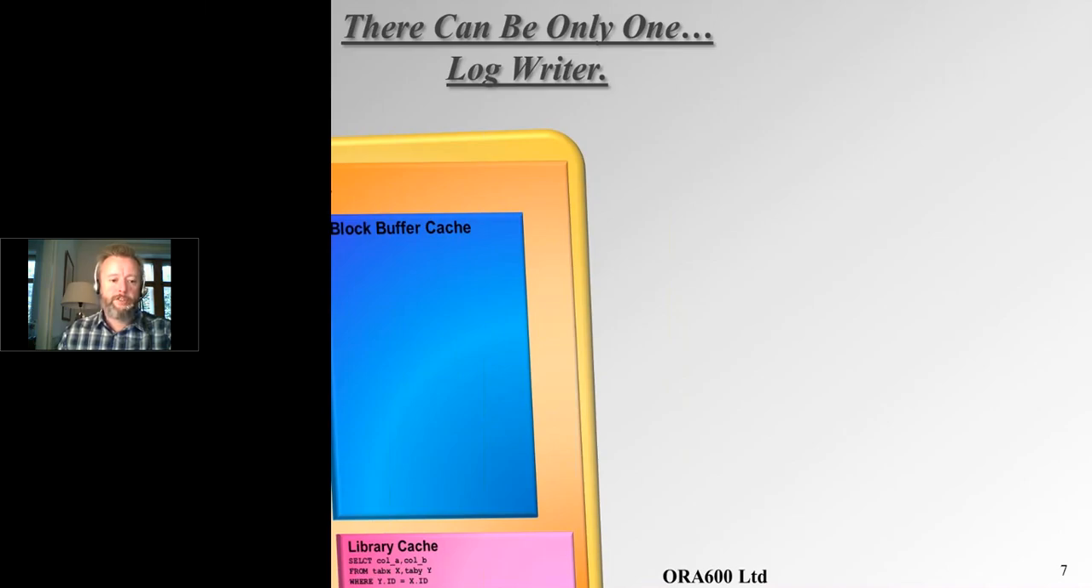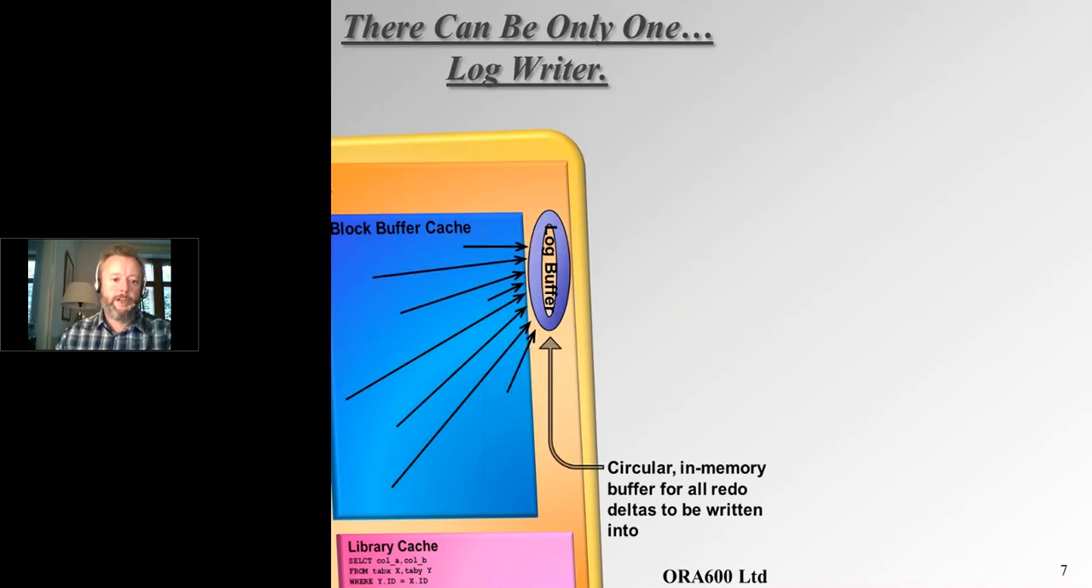However, every time you change something in the buffer cache, that change gets written to something called the log buffer. And the log buffer is a circular piece of memory. And what gets written isn't the block, it's not the row, it's called a delta. It's a description of the change. So when you insert a new record, a description of how that record is structured is written to the log buffer. When you update a record, a description of how to do that update, that change, is written to the log buffer. And all of these Oracle server processes are constantly feeding information to the log buffer.